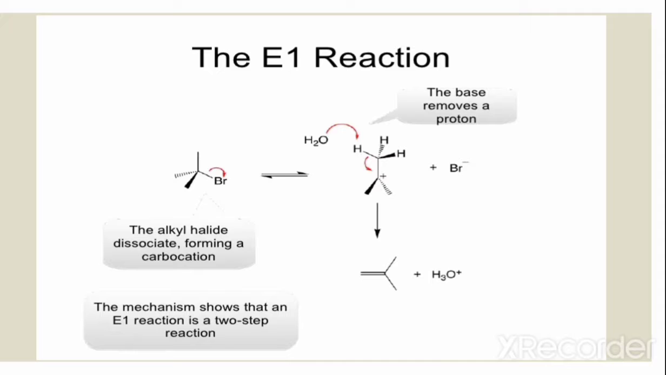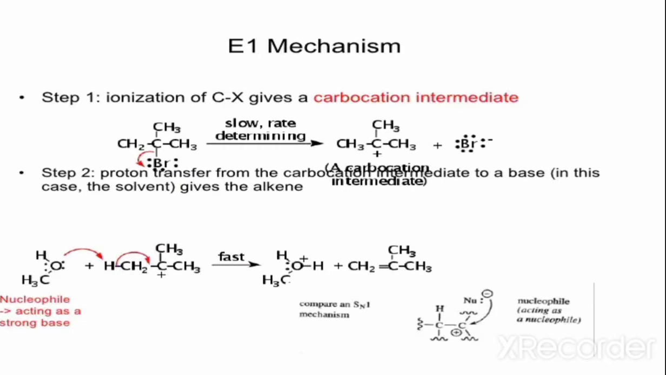When the proton leaves, a pi bond is formed, and as a byproduct there is a hydronium ion that contains a positive charge. This mechanism shows that an E1 reaction is a two-step mechanism. In the next slide, we will talk about the E1 mechanism.